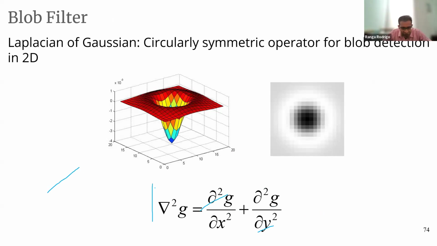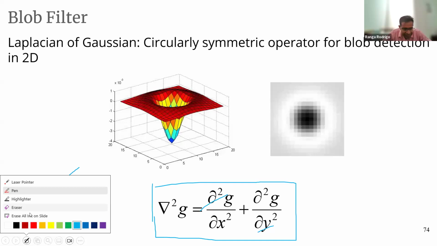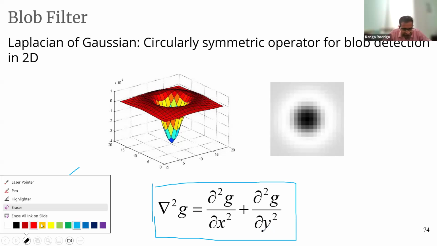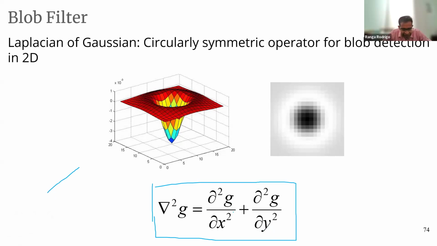You can see that this formula, we had to slightly change later. I will show what we had to do, the scale normalization, later. So this is that one: partial derivative of the Gaussian in x direction and partial derivative of the Gaussian in y direction, second derivative. That's called the Laplacian of Gaussian.